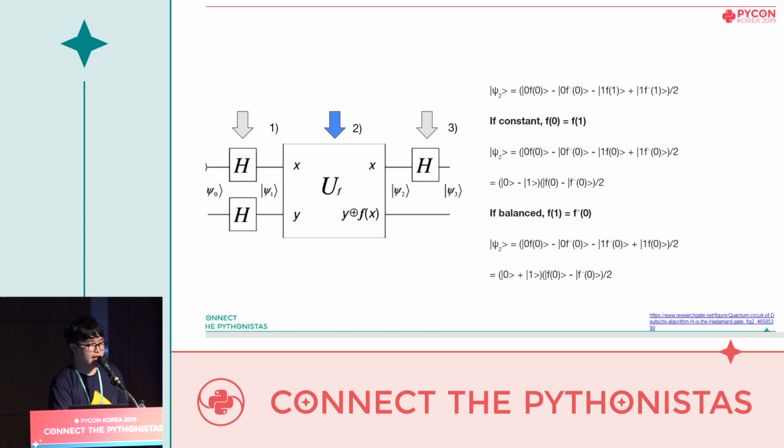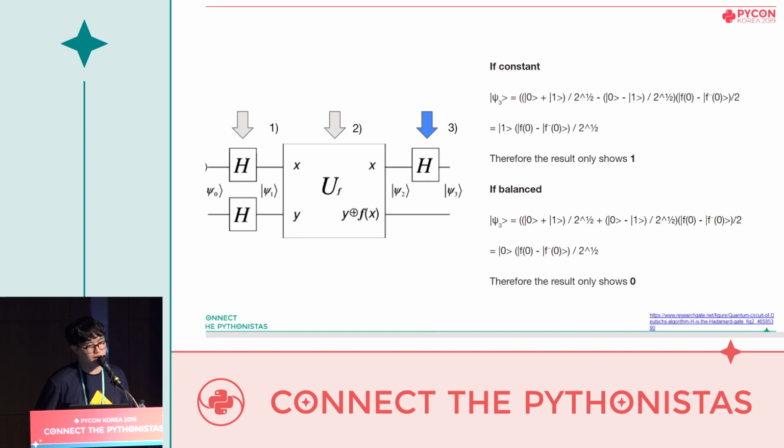Now, if we have a constant function, the output of the function with different inputs will be the same. So, applying those rules, we can rewrite the equation, just like the slide shows. Also, if the function is balanced, different inputs result in opposite outputs. So we can also rewrite the state vector by applying those rules. Note that the equation of the state vector is different for the constant function and the balanced function. Later, this will make a difference in the output.